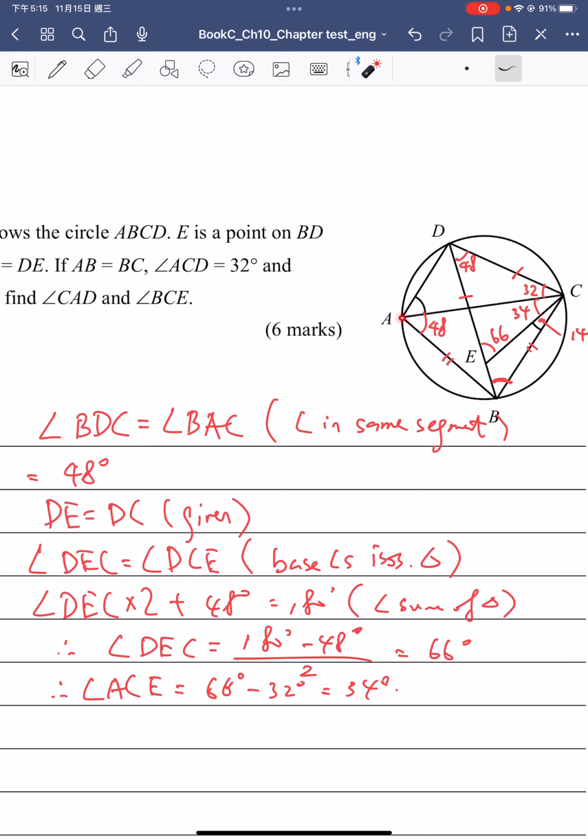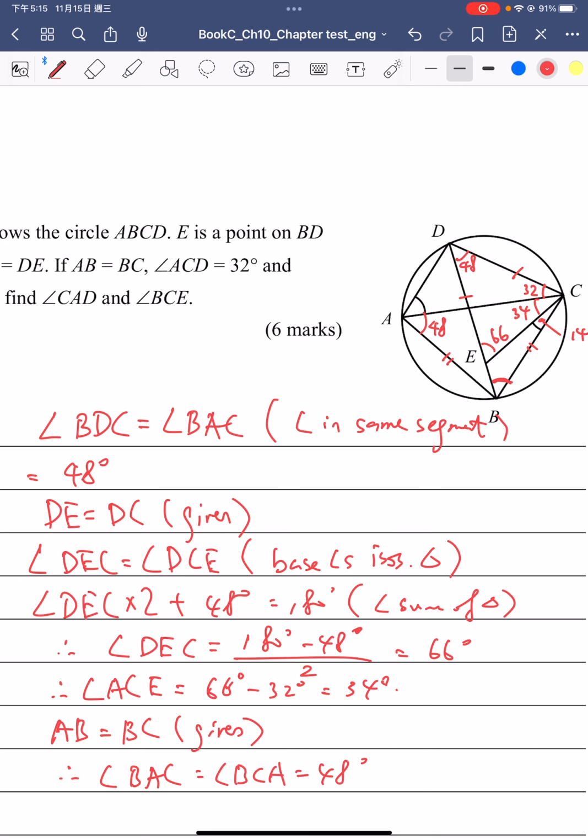We're saying that the AB is equal to BC, right? So we have this angle and this angle are the same, as we have the AB is equal to BC, they're given. So that we have the angle BAC is equal to the angle of BCA, which is equal to 48 degrees.